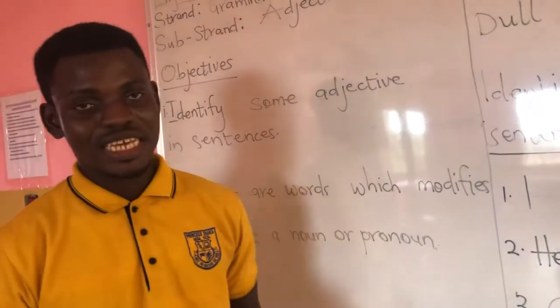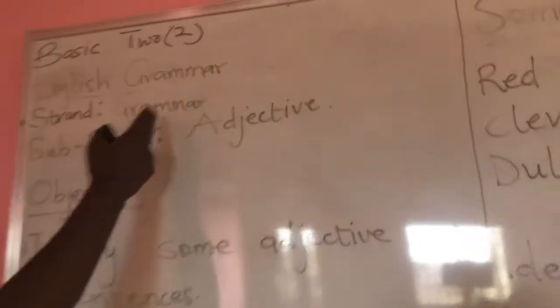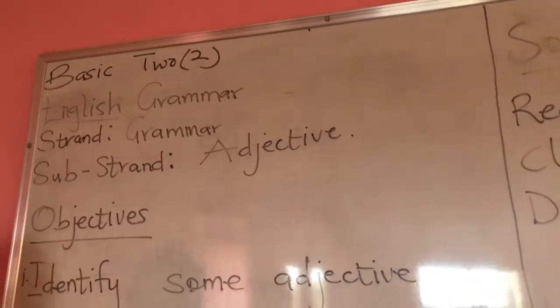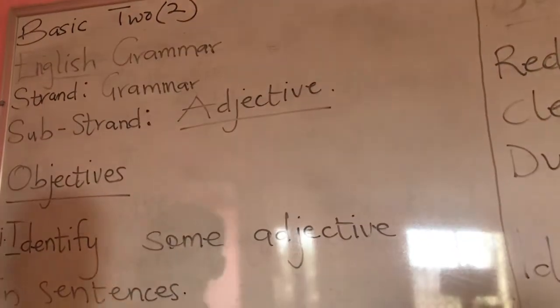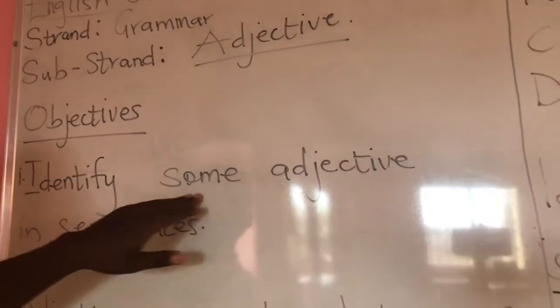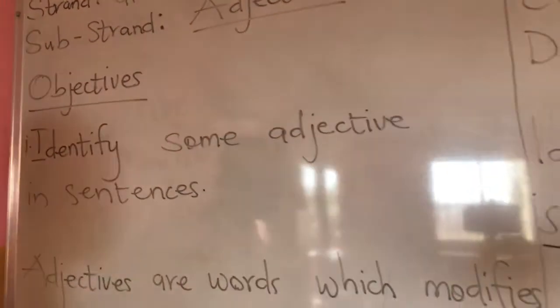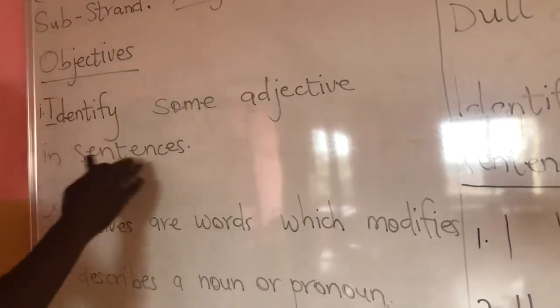Today we'll be looking at English language, and under English language we'll be looking at grammar. Our substrand for today is adjectives. Our objective for today is to identify some adjectives in sentences.